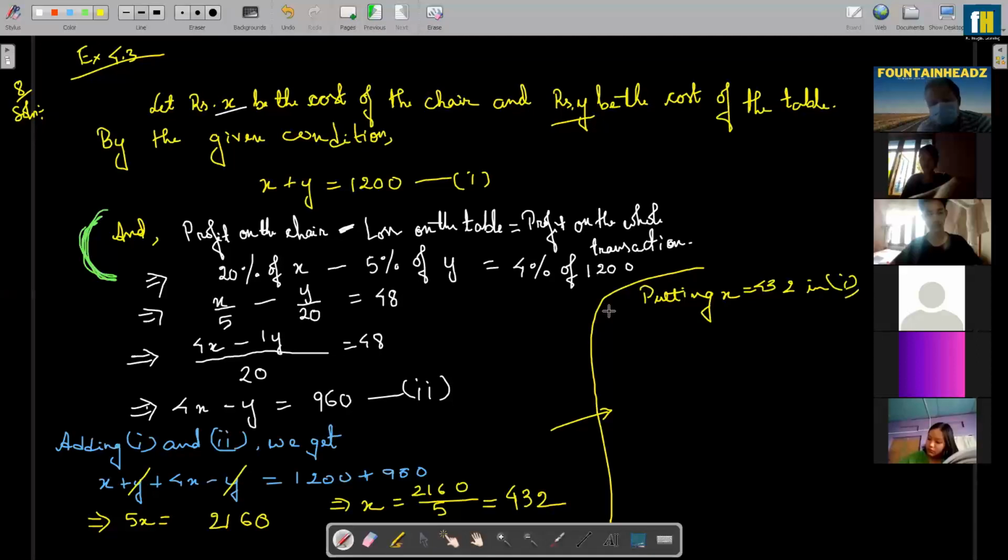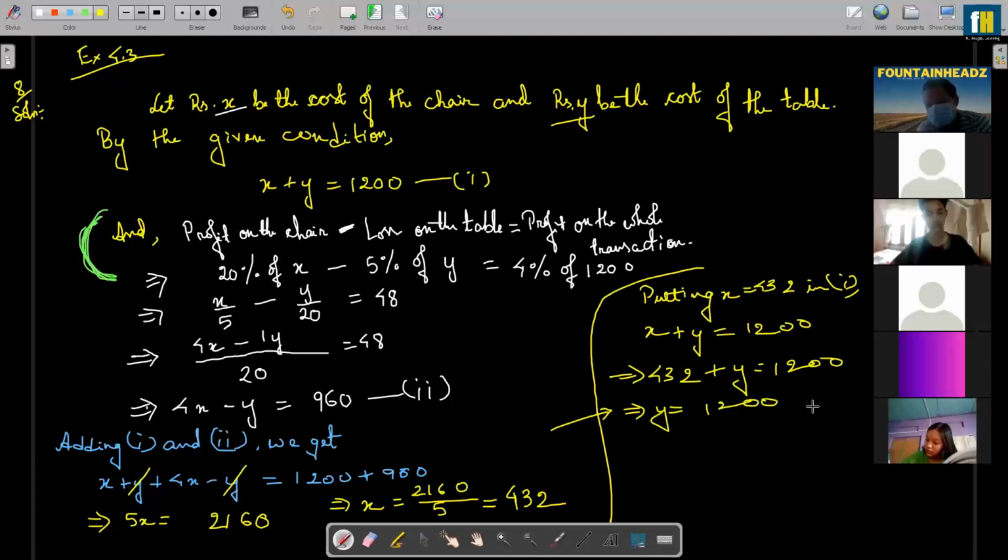x plus y equal to 1200. The value of x is 432, so 432 plus y equal to 1200. So y equals 1200 minus 432, which is 768. So y is 768, and we conclude with the answer.